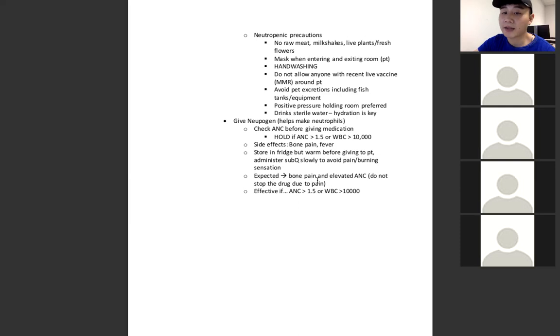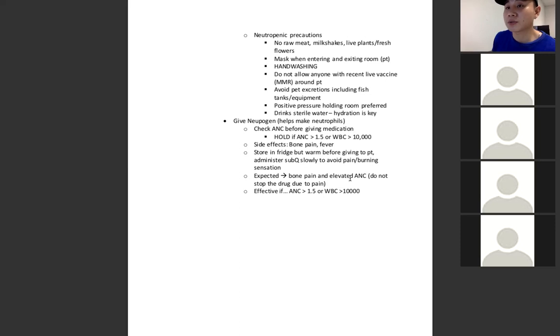Expected bone pain and elevate ANC. Do not stop the drug due to pain. Like I said, because the sternum and the iliac crest is where the bone marrow is producing the white blood count. So when we give Neupogen, the patient may experience chest pain because it's right at the sternum, or they may experience iliac crest pain. We do not hold the medication, we continue giving the medication. So it is essential to teach the patient that this is a normal sign.